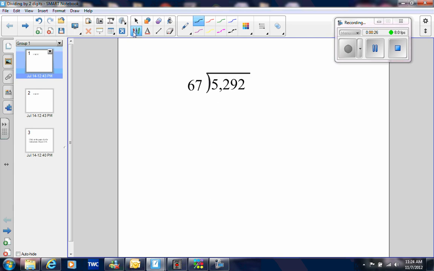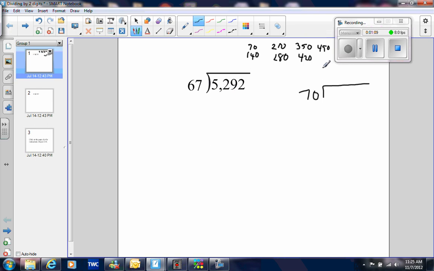67 is quite close to 70, so when I start the problem, I would just say 70, and I start thinking about those multiples of 70 that would get really close to 5,292. So start thinking about 70, 140, 210, 280, 350, 420, 490. That's not too far away from 529 if I was to take these first 3 digits.